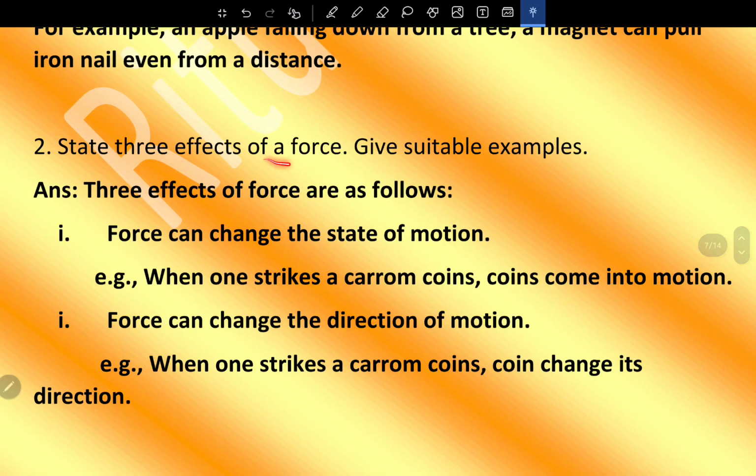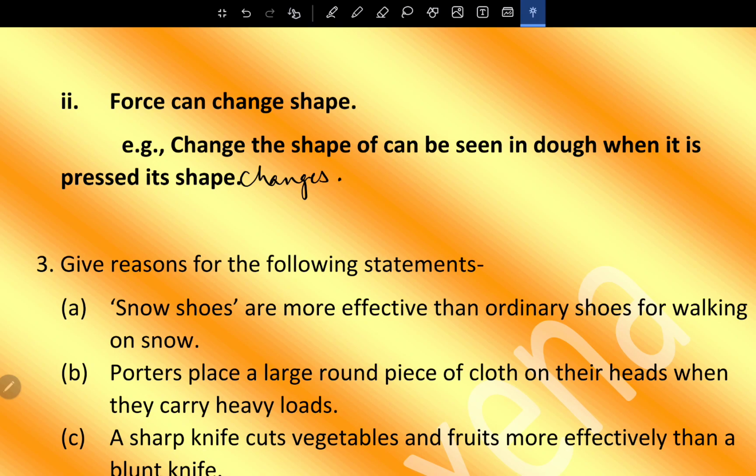Question number 2, state the 3 effects of force. Give suitable examples. The 3 effects of force are as follows. Force can change the state of motion. When one strikes a carom coin, it comes into motion. Force can change the direction of the motion. When one strikes a carom coin, it changes its direction too. Force can also change the shape. Change of shape can be seen in dough when it is pressed. You can see its shape is changed.